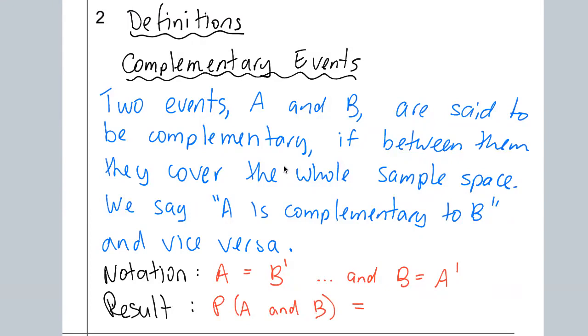Fill in that result for me. Yep, let's leave it as a number though. One. Probability of A and B is equal to one. And I'm going to squish this in here. Probability of A and A dash is equal to 1. So it works both ways. So if I said to you the probability of A is 0.3 and the probability of B is 0.7, when you add them together you get 1, so you say they're complementary to each other.